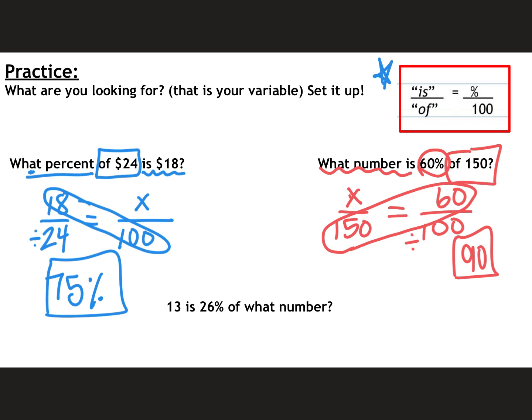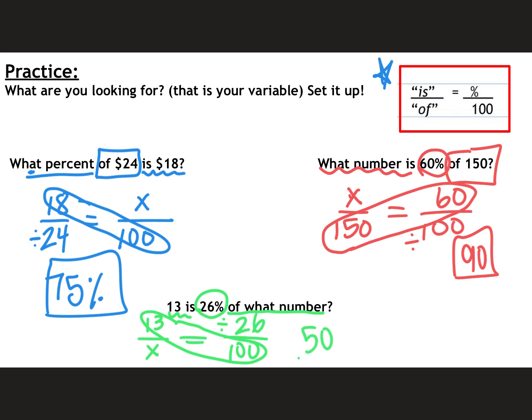Last one here, 13 is 26% of what number? So again, we have a number with a percent sign on it, which means it automatically goes over the 100. Then 13 is, that's attached to the is, so it goes in my is spot. Of what number? Okay, that's the part we're looking for. We don't know it, so that's where our variable goes. And then we are going to cross multiply. So we multiply these two together and then divide by our third number. And when I do that, I end up with an answer of 50. So our of is 50.